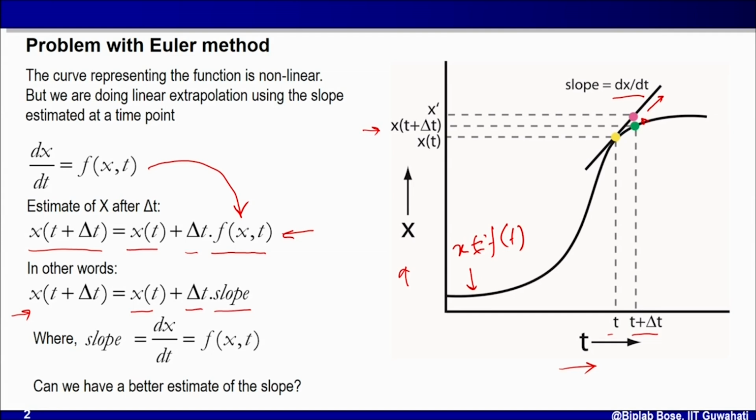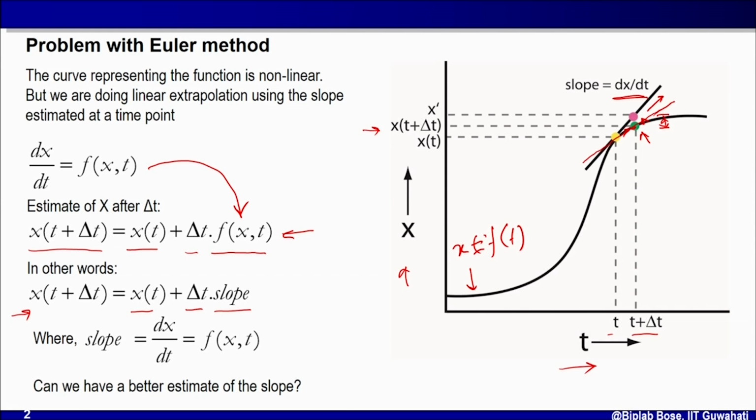Obviously, as we are following this tangent, this slope, we get a value slightly higher than the real value of x, which is shown by green. You can see there is a difference between the pink dot and the green dot. This error comes because from the yellow point you are doing linear extrapolation along the tangent having a slope dx dt. We can rectify this if I correct my estimate of slope slightly and generate another line having a different slope. If I follow this line, most probably I will reach the right value at the green point.